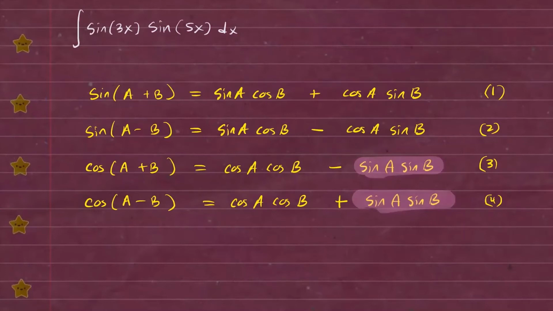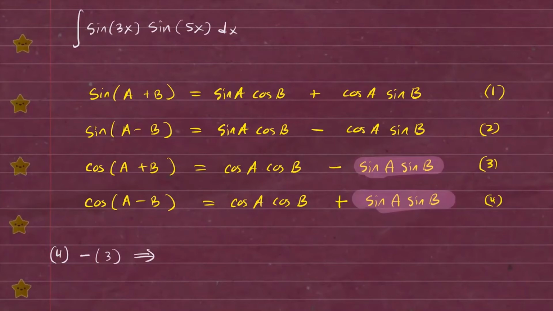So that means we need to either add or subtract formula 3 and 4. So it looks like if you add them, it's not going to work because these are going to cancel out. So we don't want to add them. Instead, we're going to subtract them. So I can take formula 4 and then I can subtract formula 3. Then that would help us to find what we want.